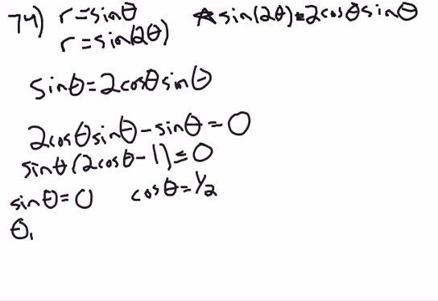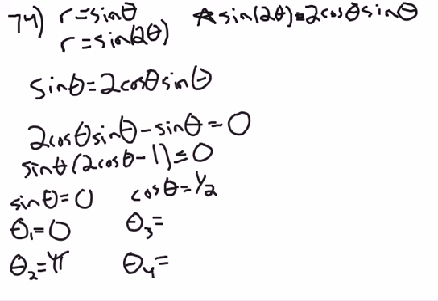So there are two angles, and they also specify that they want theta to be between 0 and 2 pi, not including 2 pi. So there are two angles between 0 and 2 pi where sine of those angles are 0, and that is 0 and pi. And I'll call these theta 3 and theta 4. There are two angles that give me cosine of theta is 1/2. They're in quadrant 1, which is pi over 3, and in quadrant 4, 5 pi over 3.